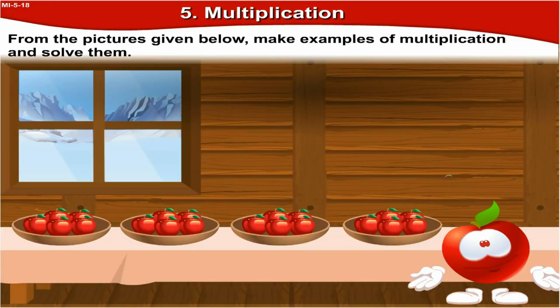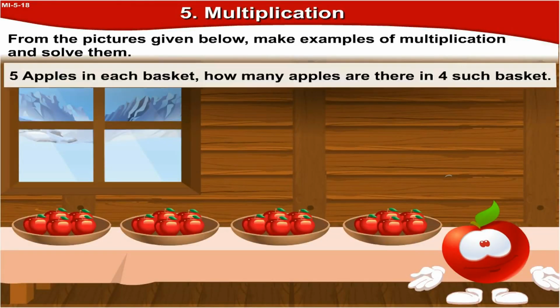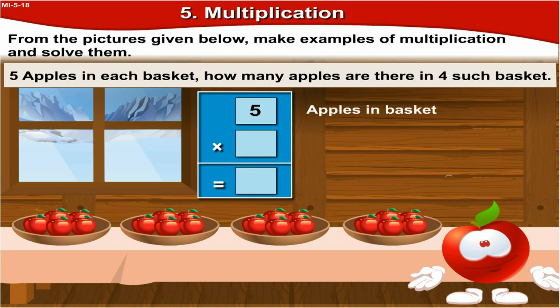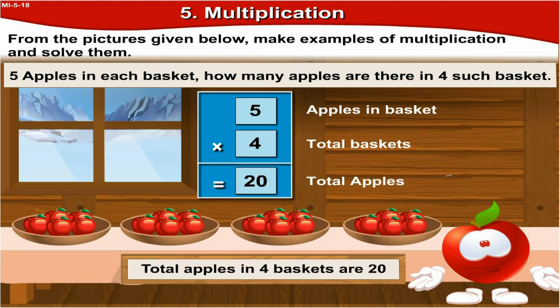Now let us notice the next picture. There are 5 apples in each basket. How many apples are there in 4 such baskets? There are 5 apples in each basket. There are 4 baskets. Now, 5 multiplied by 4 is equal to 20. So, total number of apples is equal to 20.